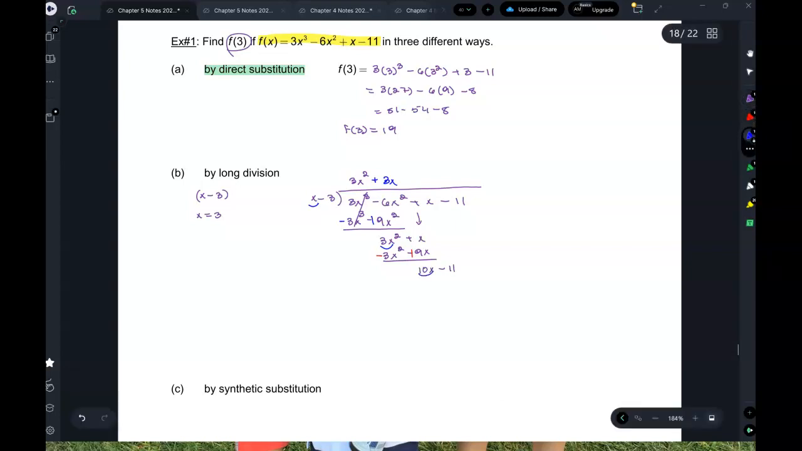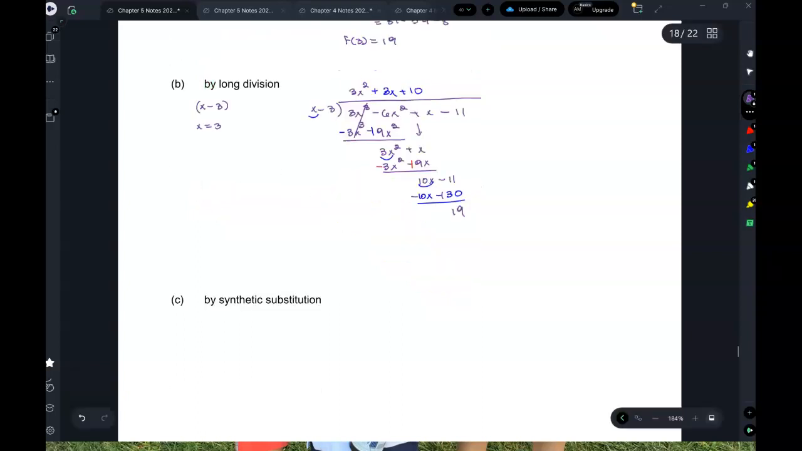Divide 10x by x. I get 10. 10x minus 30. Change the signs. What do I get? 19. So now, what happened? What was f of 3 supposed to be? 19. Where does 19 show up? Right here, the remainder. So another way to do that, right, if this is like a little too boring and mundane for you, you can do this, and the remainder will be your y value, okay? Will be your f of x.